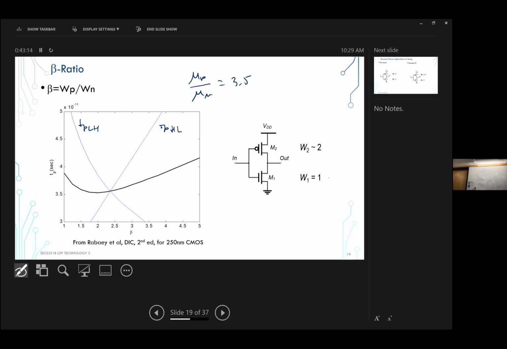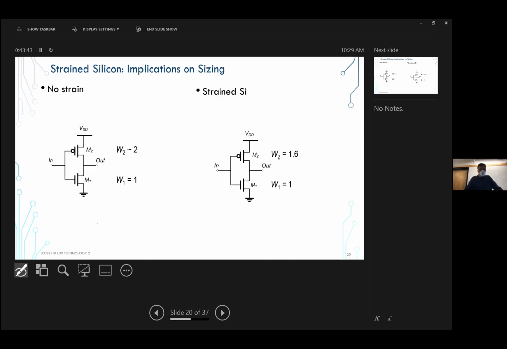The two intersect here at around 2.5, 2.4, but that's not the optimal. That's not where we want it to be, because it doesn't make sense to just balance TP high low and TP low high. We want it to be here. We want to minimize them, and that minimum is around 2. That's why standard cell libraries back then were optimized for WP over WN to be equal to 1. But that corresponded to non-strained silicon.